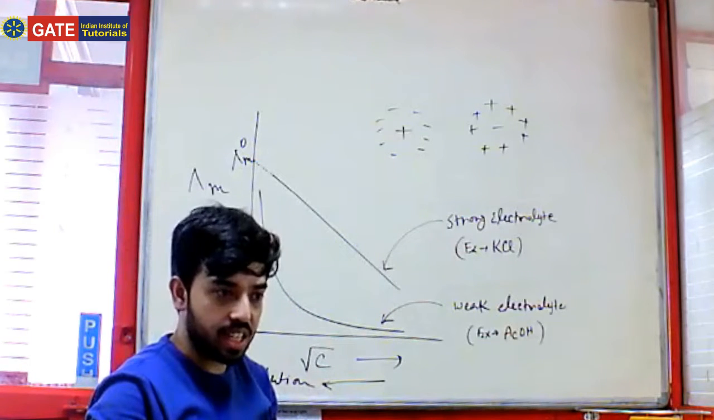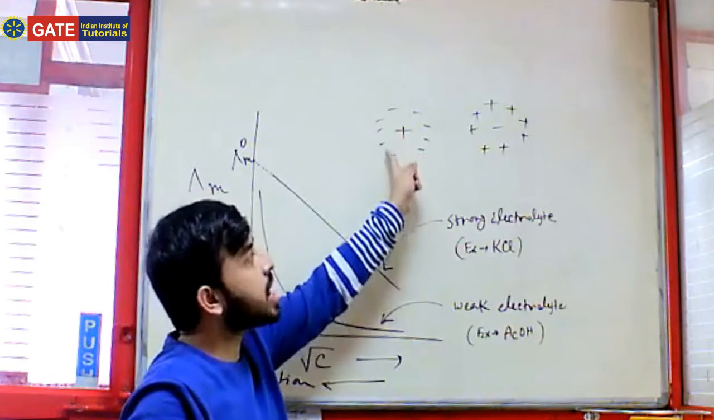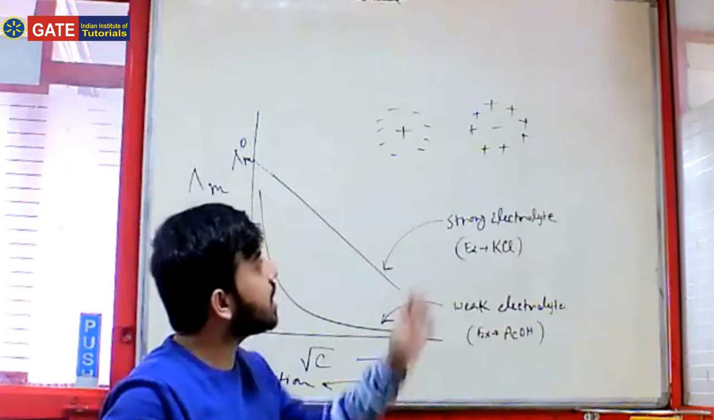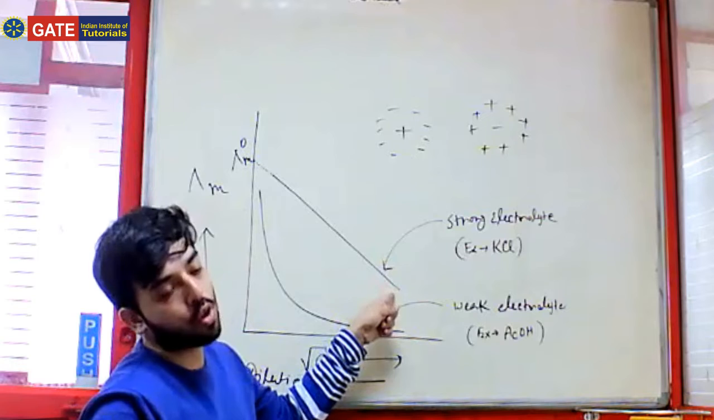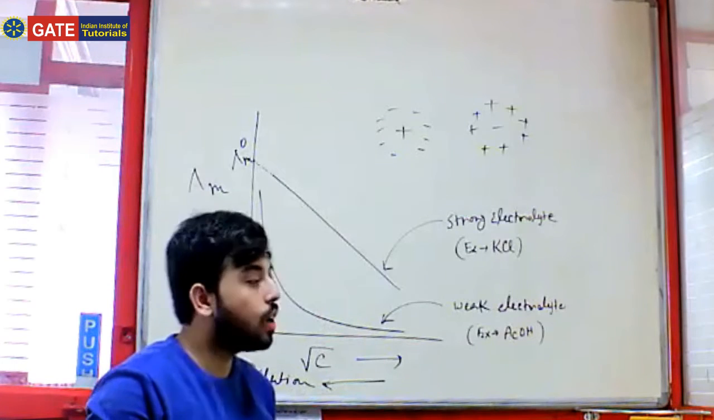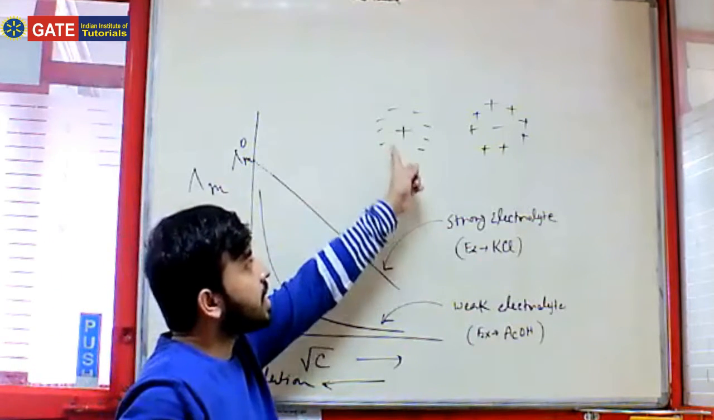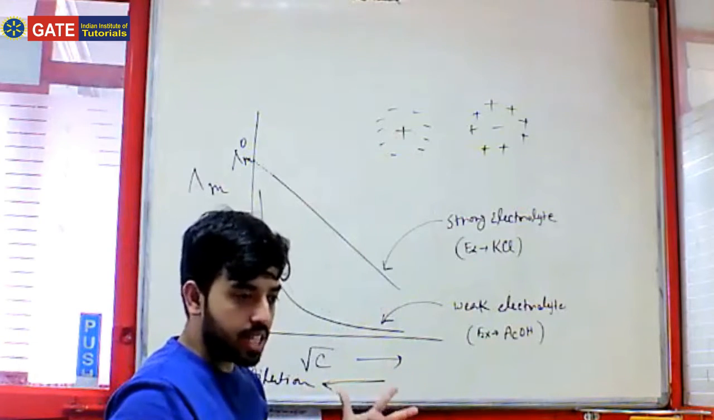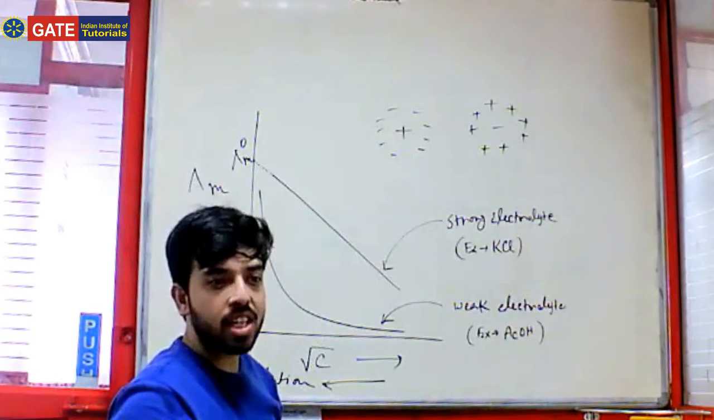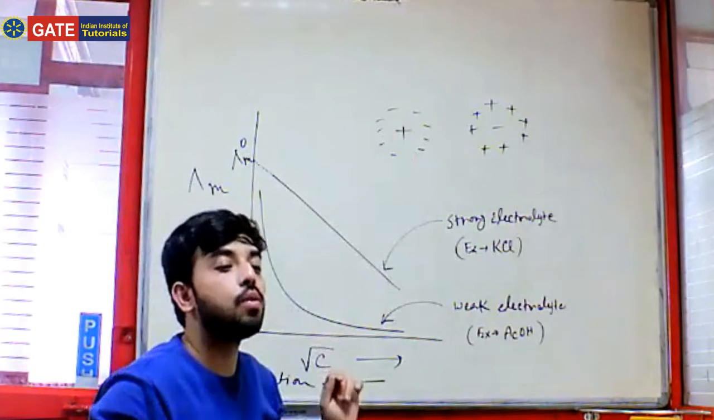When the concentration is increasing, they are compact. That means the central ion's interaction with the ionic atmosphere is greater. So with increasing concentration, as you can see, the conductivity of the strong electrolyte will be less because the central ion movement is very, very less. While increasing the dilution from this side to this side, the interaction decreases. If dilution is increasing, the central ion is not much surrounded by the ionic atmosphere. Interaction will be less, so the movement of the central ion will be more.